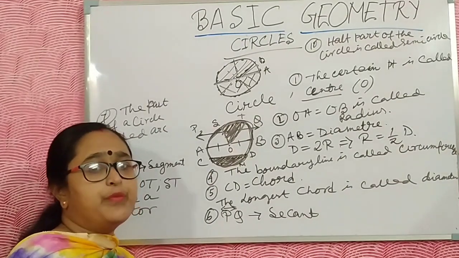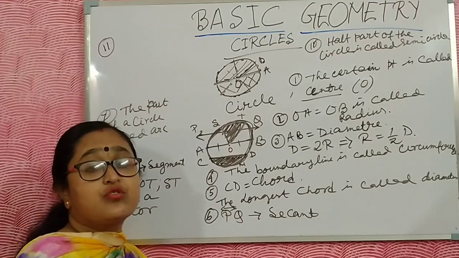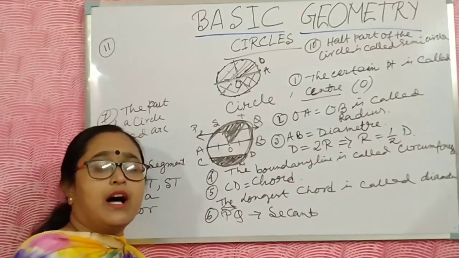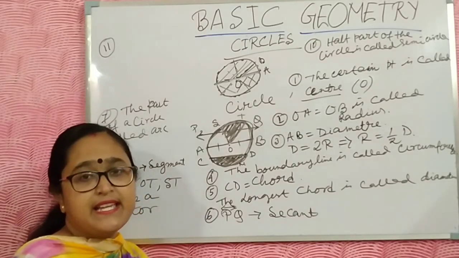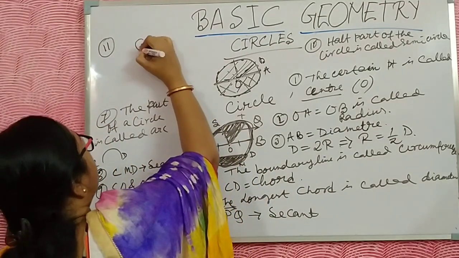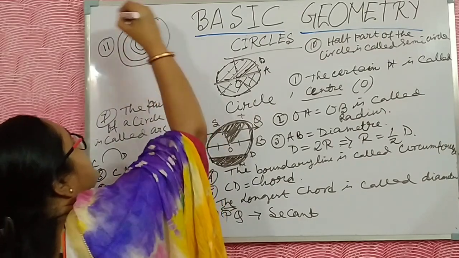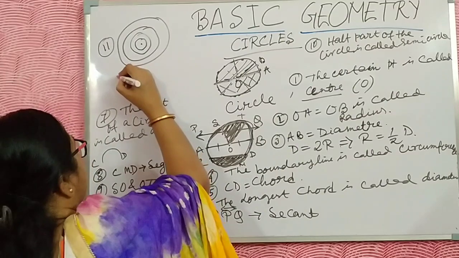And the last topic, the eleventh topic, is concentric circles. A group of circles having the same center is called concentric circles. Like this, a group of circles having the same center. This group of circles is called concentric circles.